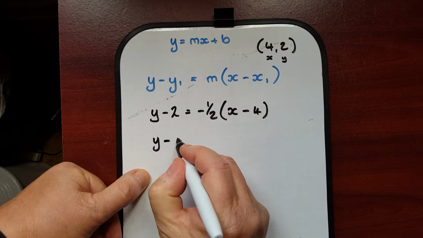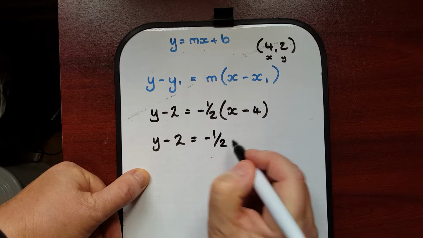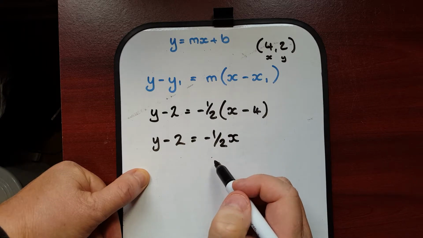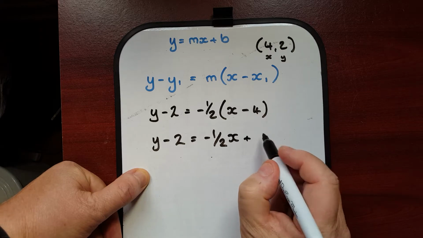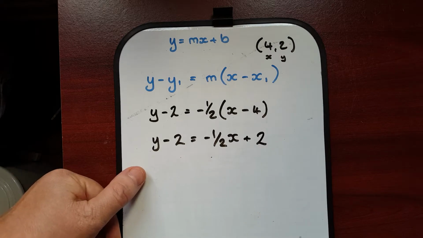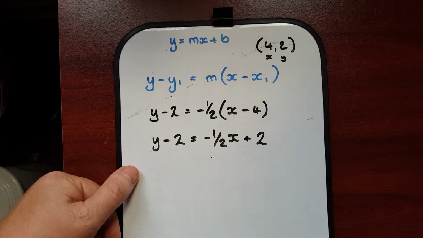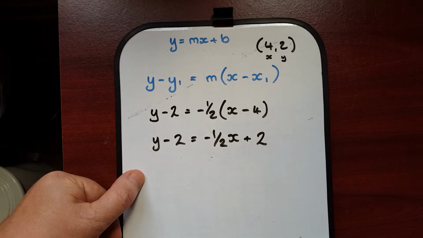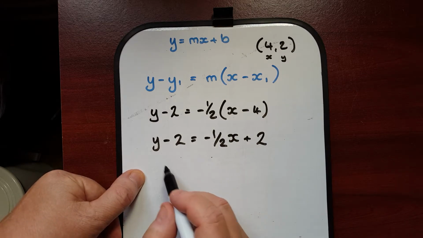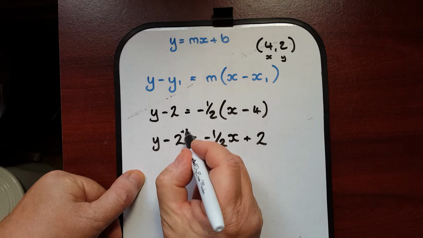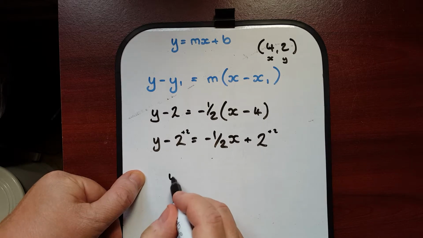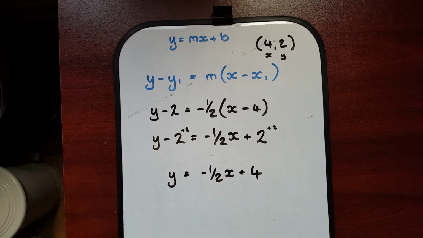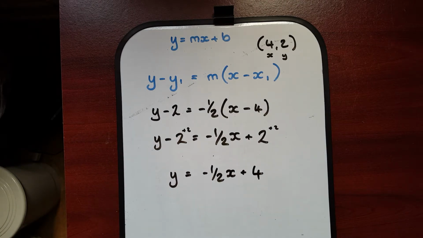Expand the brackets. y minus 2 equals minus a half x. Minus a half times minus 4 is plus 2, isn't it? A half of 4 is 2, and of course we've got the 2 minuses there. Now, to get that y on its own, we're going to have to add 2 to this side, so y equals minus a half x, and add 2 to this, so it's minus a half x plus 4. And that is our new formula.